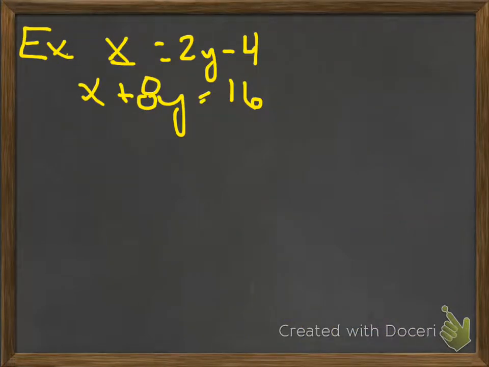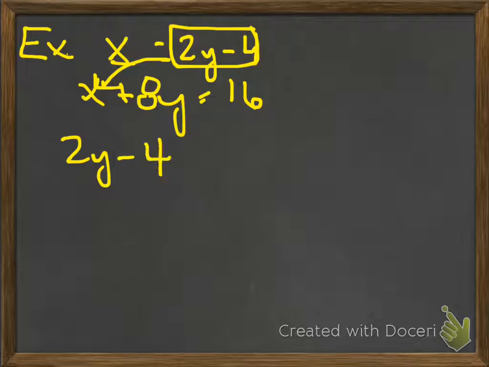In this example, I am saying x is equal to 2y minus 4, and x plus 8y equals 16. Notice here, the x is by itself, so I'm going to put the 2y minus 4 in place of the x in the other equation. Again, we identify which equation has a variable all by itself, then we put what it is equal to in place of that variable in the other equation. I am literally putting one equation into another. So instead of the x, I'm putting 2y minus 4 plus the 8y equals 16.